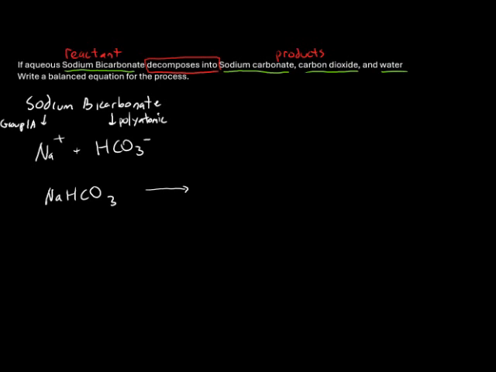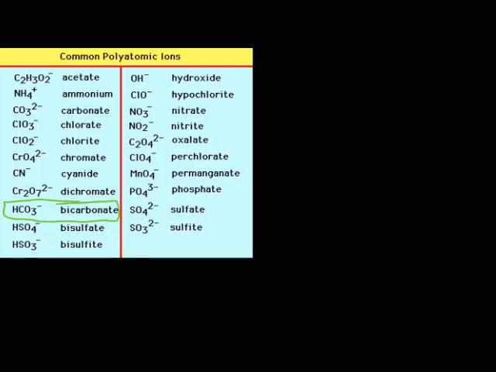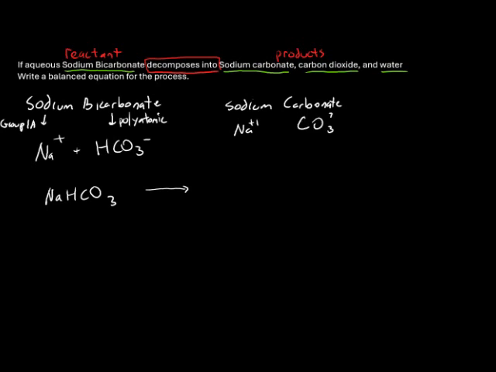Sodium carbonate will be fairly similar to sodium bicarbonate. Sodium is still a charge of +1. Carbonate is also on our polyatomic ion table. We can see carbonate is near the top, and its symbol is CO3 2 negative. In this case, the charges are not quite equal. Our positive is only +1, while our negative is stronger at -2.